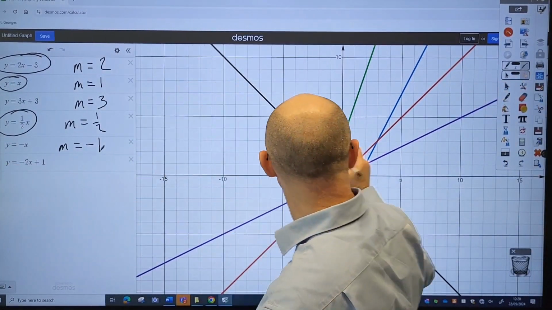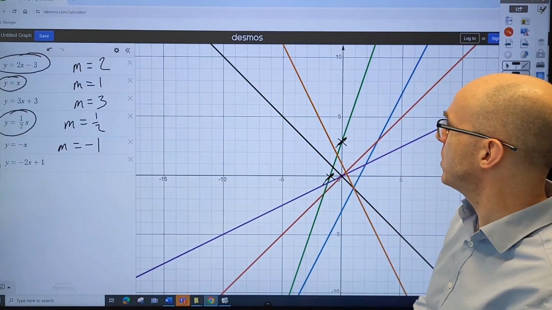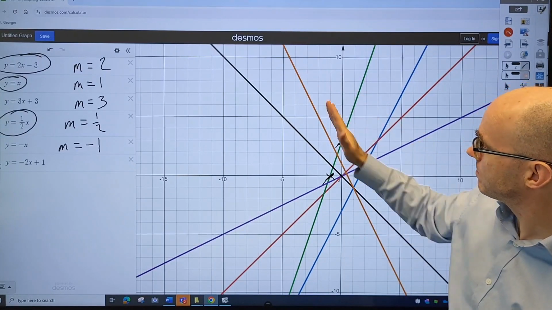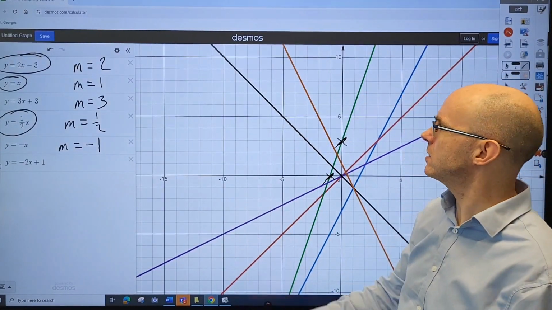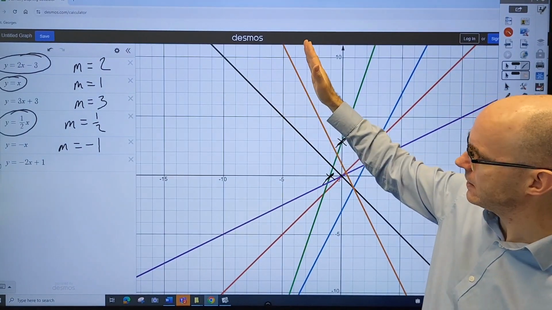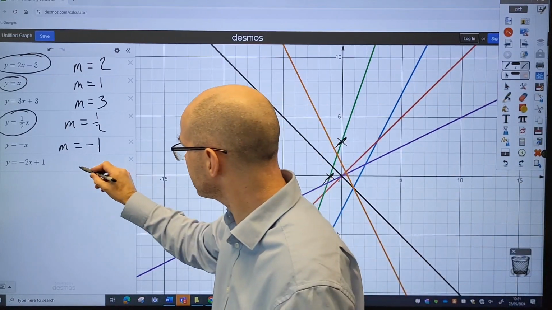What about this one here? So I'm going to put it on. The equation says y equals -2x plus 1. That's the graph there. It's an orangey graph. It's sloping downwards, so it's a negative gradient. It's steeper than this black line here. It's -2.